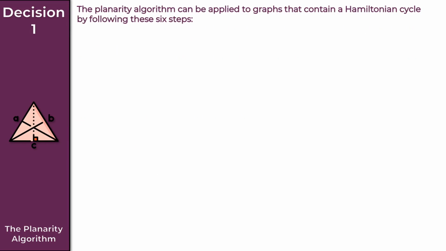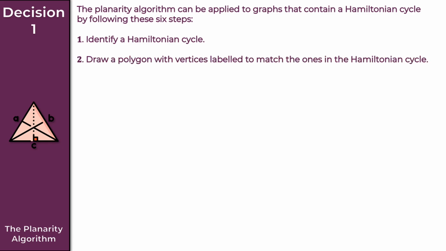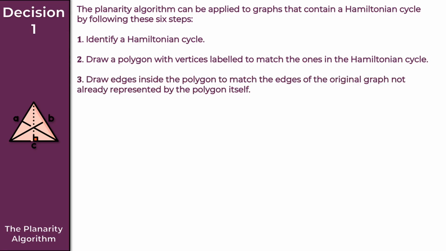The planarity algorithm can be applied to graphs that contain a Hamiltonian cycle by following these 6 steps. For step 1, we identify a Hamiltonian cycle. Step 2, we draw a polygon with vertices labeled to match the ones in the Hamiltonian cycle. To make life easier, if you can, draw a regular polygon. For step 3, we draw edges inside the polygon to match the edges of the original graph not already represented by the polygon itself.